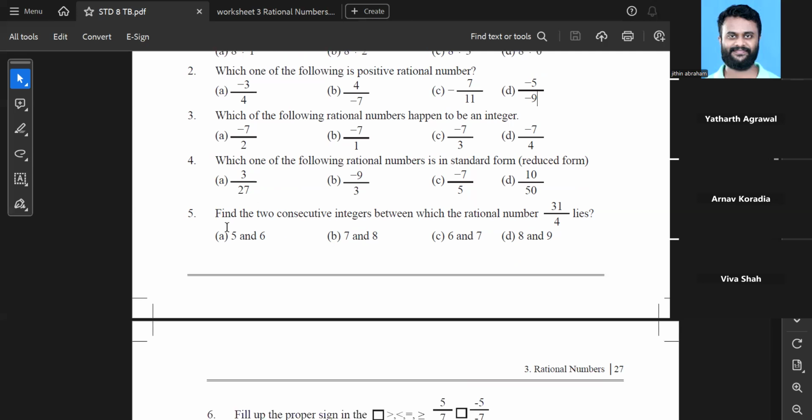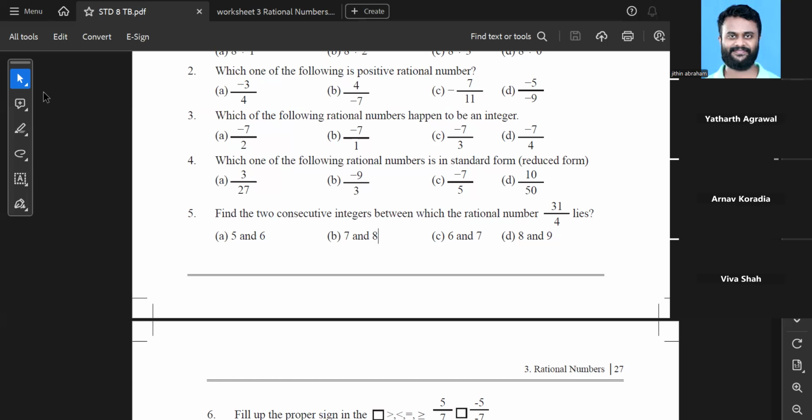Okay. Now, I'll go for question number 5. Which two consecutive integers between which the rational number 31 upon 4 lies? So 31 upon 4 will be between which two numbers? Give me your answer in the chat box only with the options, nothing else. Yes, almost all of them have given me the correct answer except for very few. The correct answer is 7 and 8.